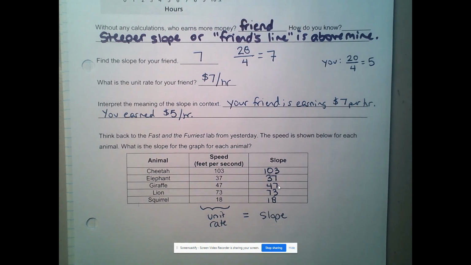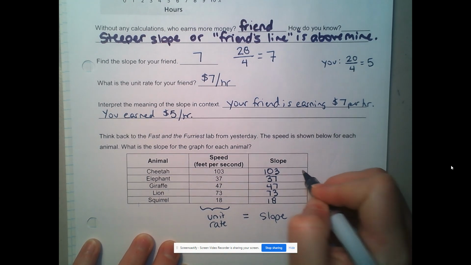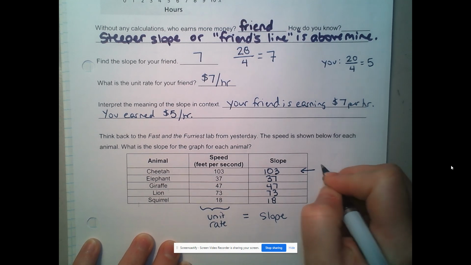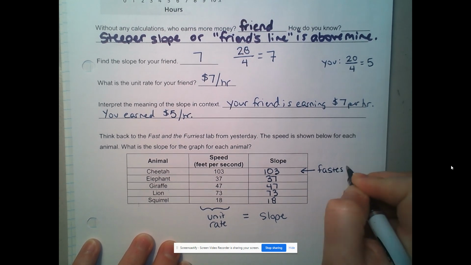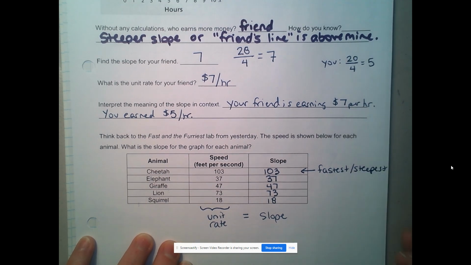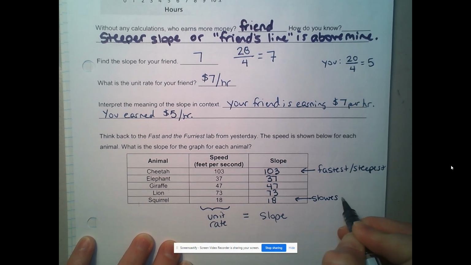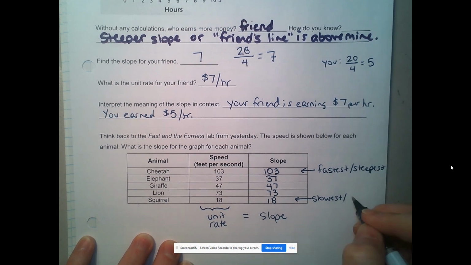Now, which animal is going to have the steepest slope? The one with the highest unit rate, the one with the steepest slope, is going to be the cheetah, which is the fastest. Also, the line is the steepest. And then if we look at who's going the slowest, we would say the poor squirrel is going the slowest. That one would have the line that is the least steep, or the lowest line.